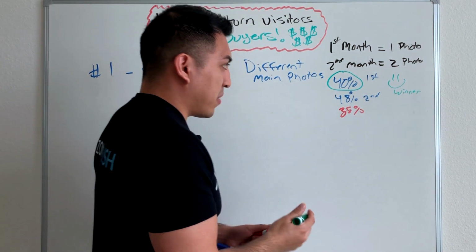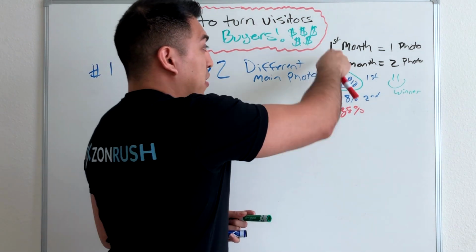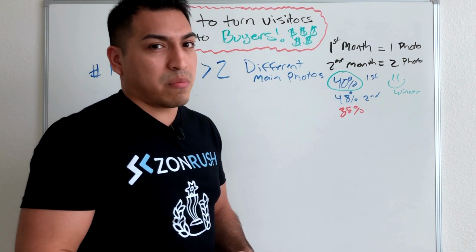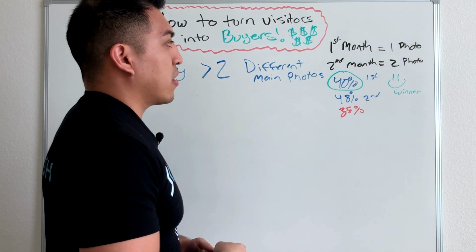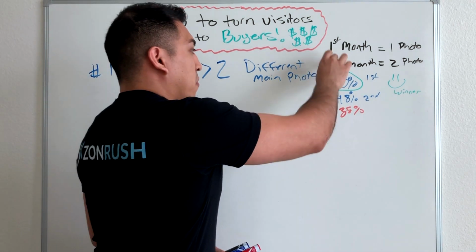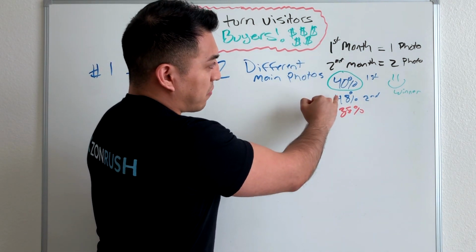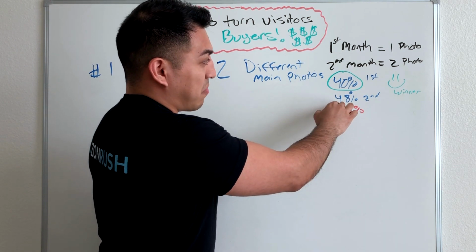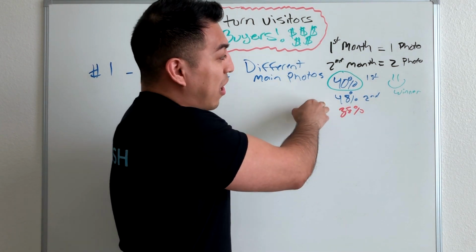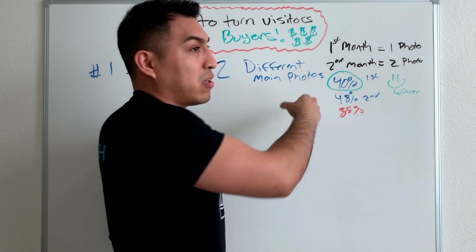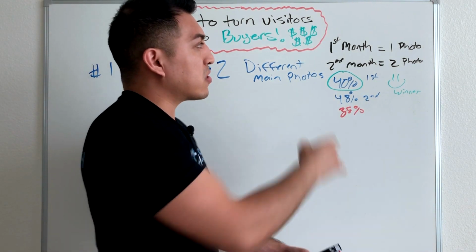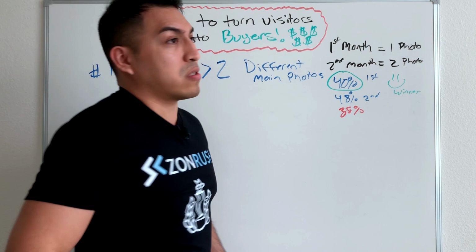And 2% might not be a lot, but again, if you have 30 days, these will be pretty solid numbers overall, okay? So you want to have two different photos because 2% is a difference, sure, but if it increases it by 8%, right, that's a lot more money in your pocket over the long term. I hope I'm making sense there. And that's the reason why you want to have two main photos.